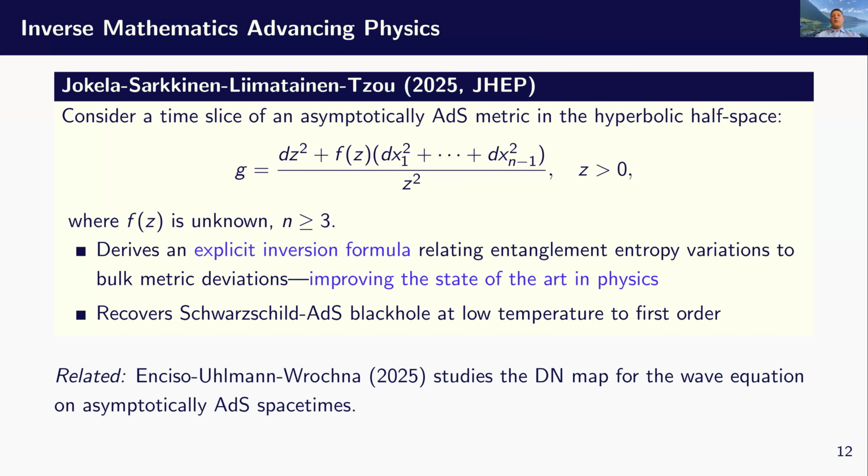And finally, before we go on, let me also mention a related result by Alberto Enciso, Günther, and Michal Brockna from last year, where they studied the DN map for the wave equation on asymptotically AdS spacetimes. So now we have some motivation for the problem. So let's go on.